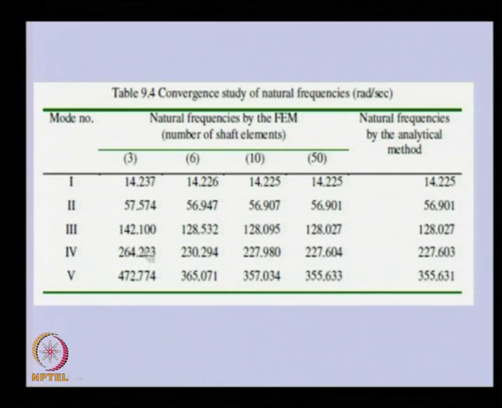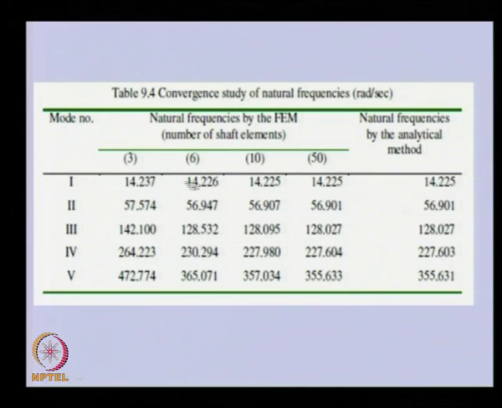If we do the same exercise for 6 elements, generally for this we need to program the assembly of the equations in a computer, so that we can increase the size automatically. We just need to change the number of elements, and the program should take care of how to assemble the equations. If the number of elements is more, how to apply the boundary condition should also be incorporated in the program. So, if it is 6 elements, then these natural frequencies will be this.